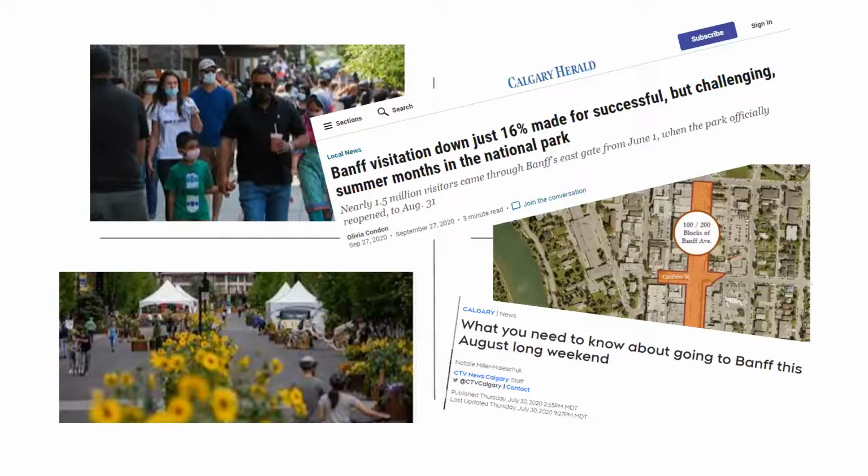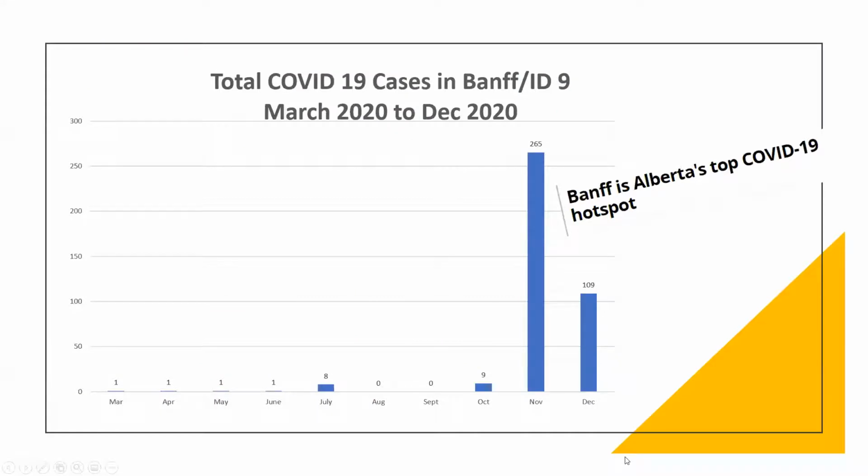And in the end, we actually only saw a drop in visitation of about 16% from the previous summer, which we just thought was unbelievable. And of course, all of this occurred during a time where there were no COVID cases in the months of August and September. Well, and then November happened.